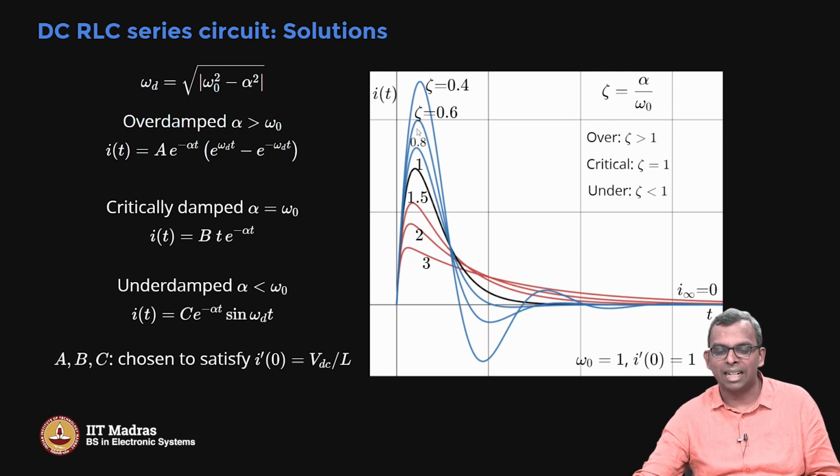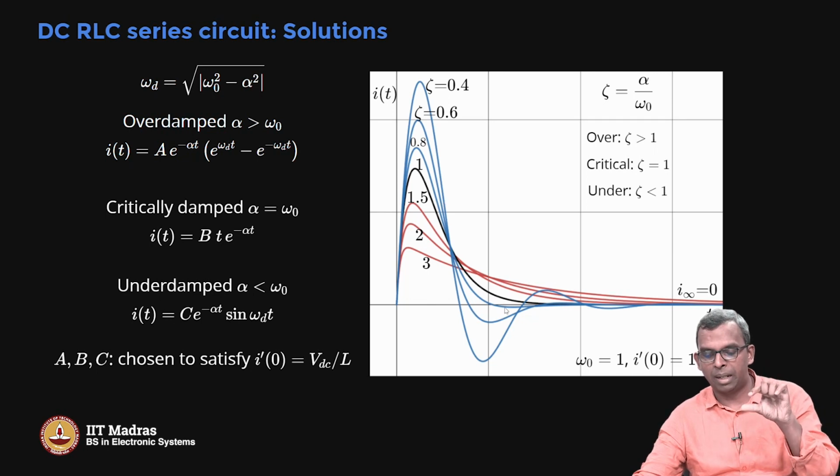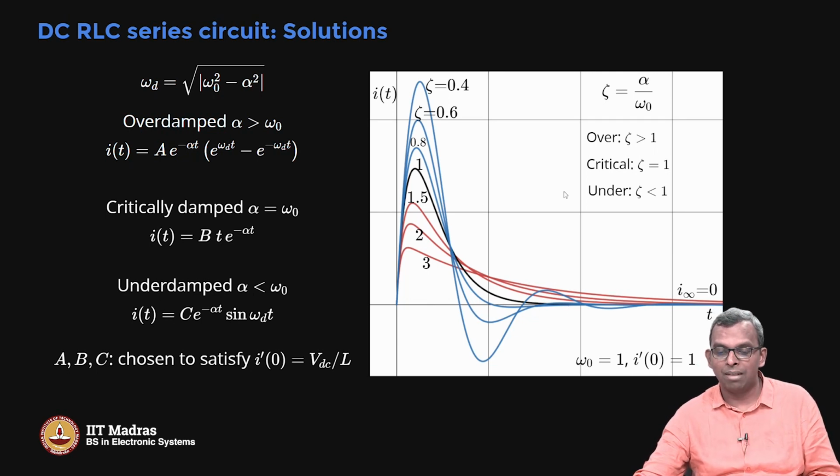As you increase zeta to 0.6, 0.8, the oscillations rapidly come down, and then when zeta becomes exactly 1, that is the black curve, there is no oscillation anymore, it is t e power minus alpha t. So, if you do not want oscillations and you want the fastest possible fall, you have to do critically damped. Zeta has to be equal to 1.